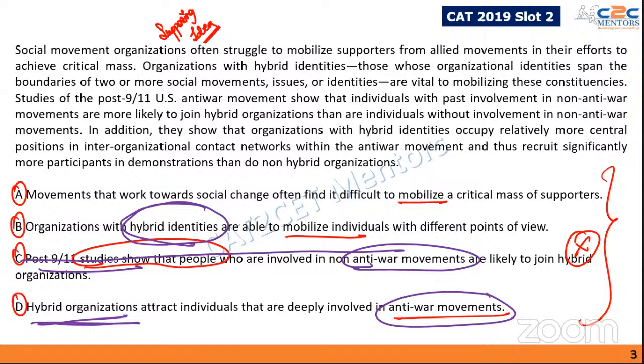Okay, B for Bombay. Let's read this out. Organizations with hybrid identities are able to mobilize individuals. Fair enough. Hybrid organizations. Now, I'm going to go back to my passage and read through quickly.